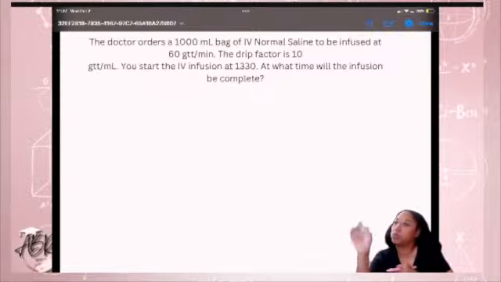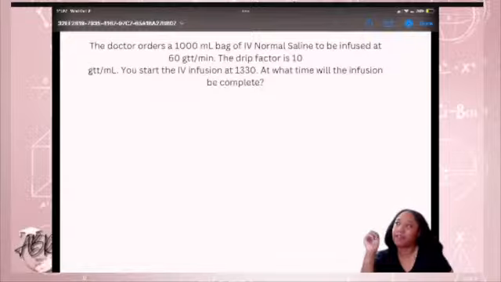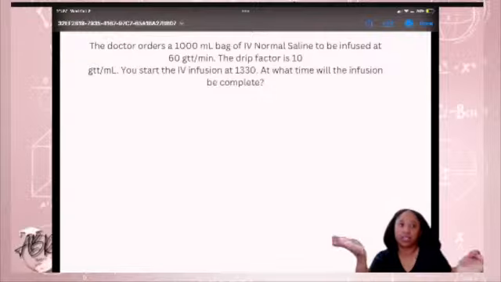Alrighty. So the doctor orders a 1,000 milliliter bag of IV normal saline to be infused at 60 drops a minute. The drip factor is 10 drops per milliliter. You start the IV infusion at 13:30. At what time will the infusion be complete?